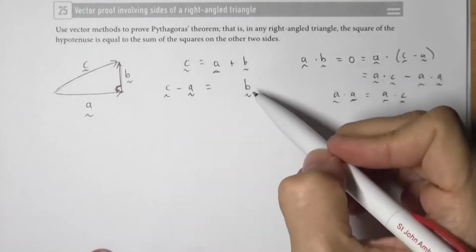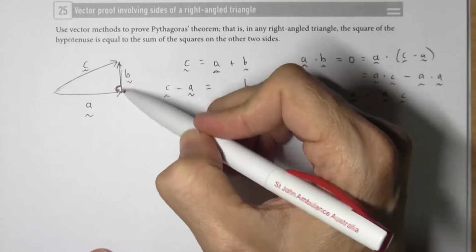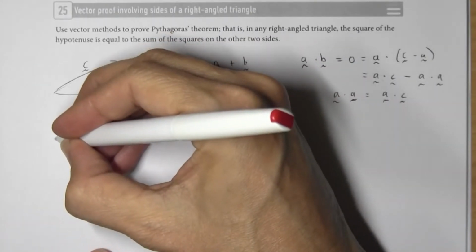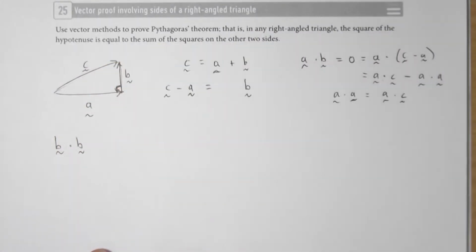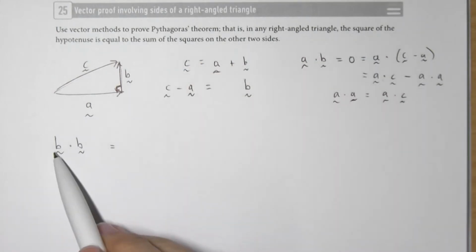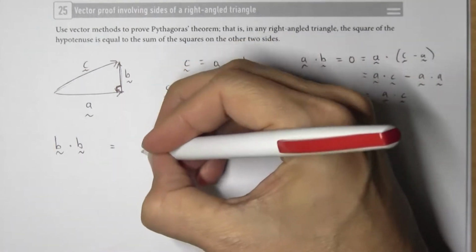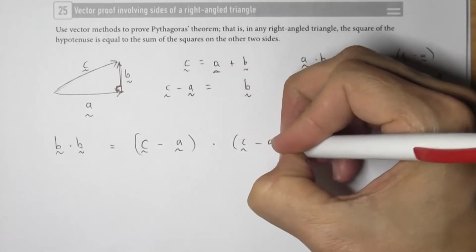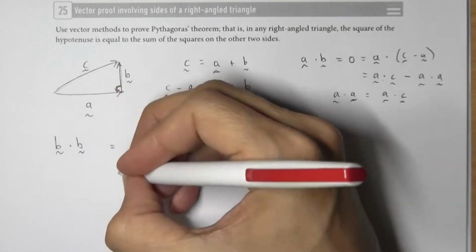What I'm going to do is take this same side that I wrote by itself, and I'm going to work out its dot product with itself. I'm going to say, what is B dot B? I want the dot product of B with itself. And I'm going to replace both of these B's with the same C minus A. C minus A dot C minus A. Well, let's expand the brackets.